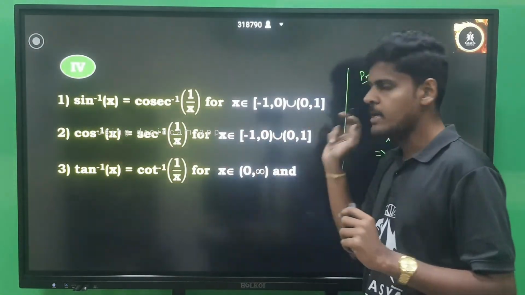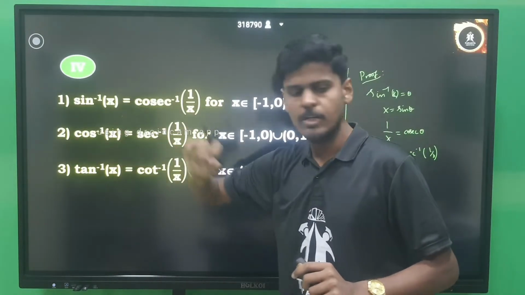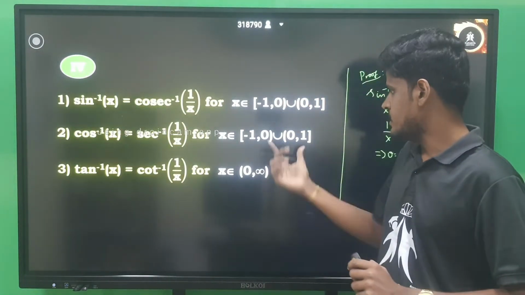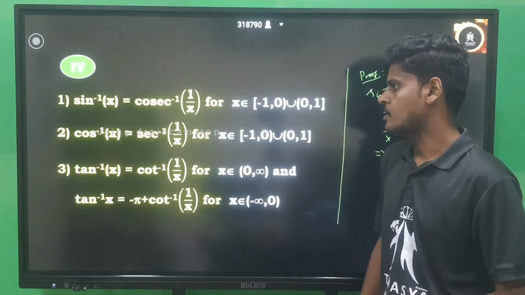Don't just memorize this. Cos inverse x means x should be in the domain of cos inverse, that is minus 1 to 1. Similarly, you should solve for the others.